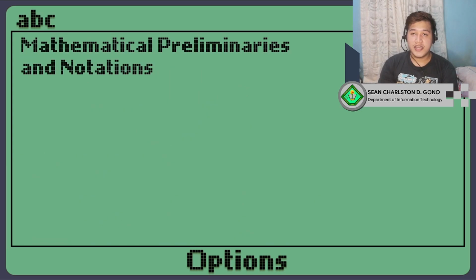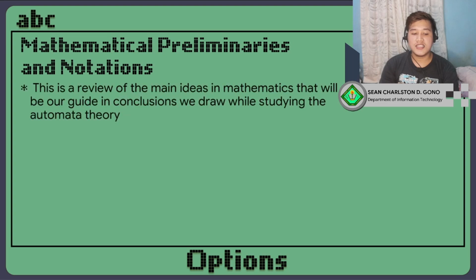Now let's go ahead and discuss why we have to tackle mathematical preliminaries and notation. So again, this is just a review of the main ideas in mathematics that will be our guide in the conclusions we draw while studying automata theory. Because just as I mentioned in our introduction, this is the very foundation of automata theory, just like anything else. That's why we need to review this just in case you forgot some of them.